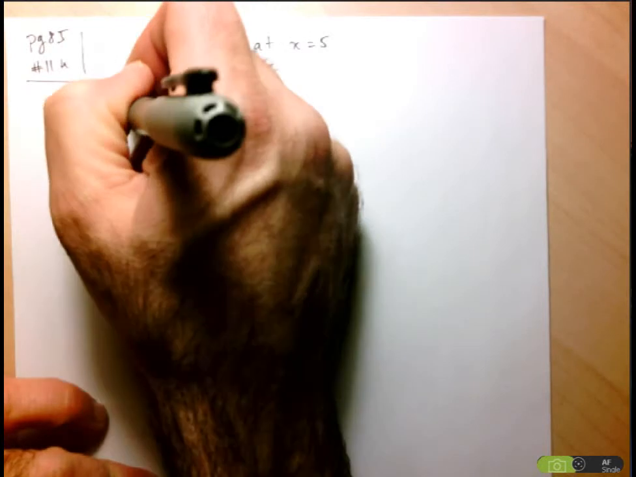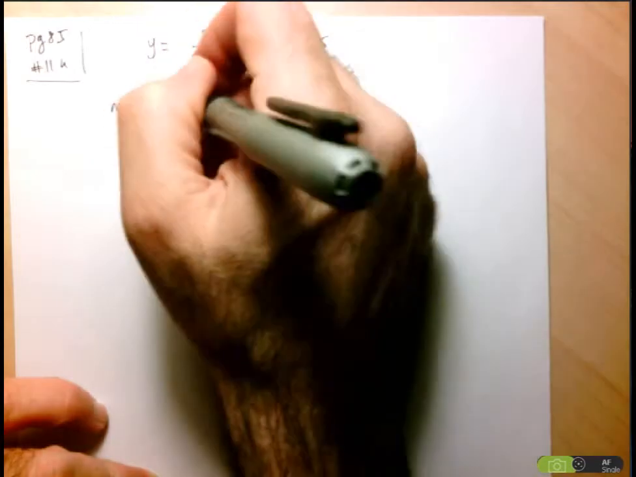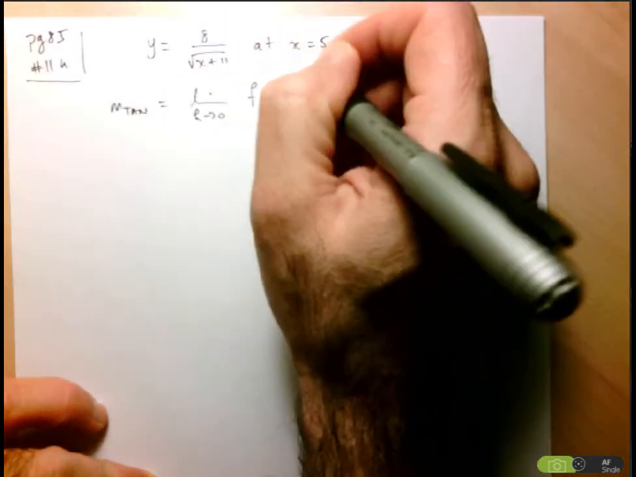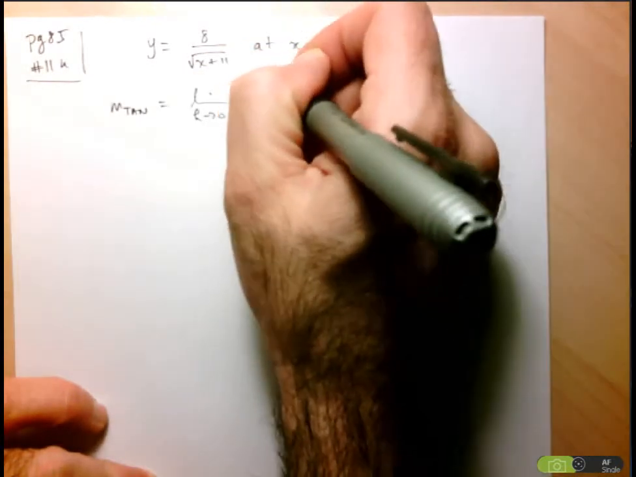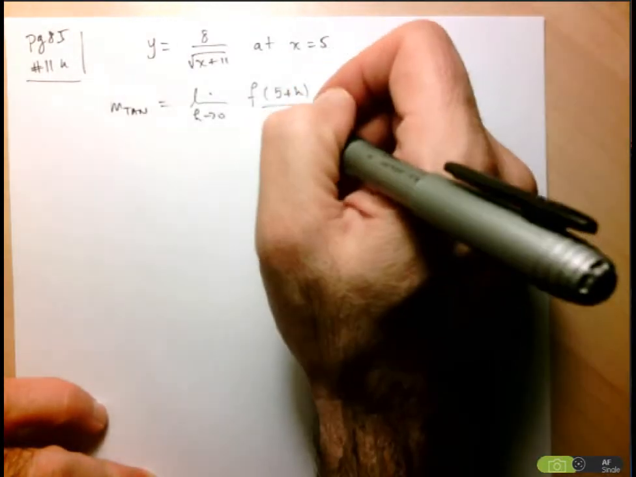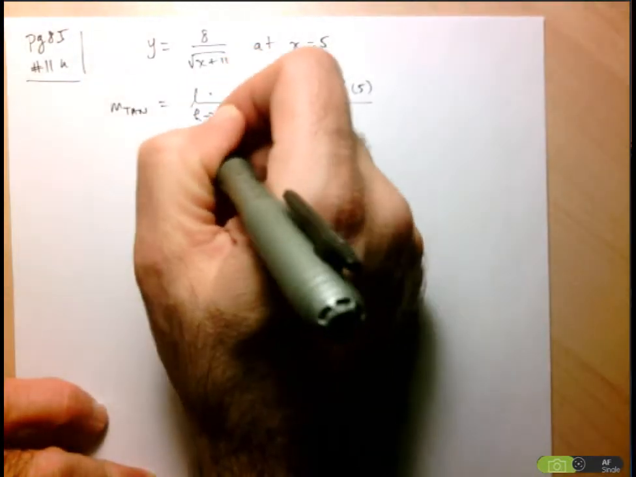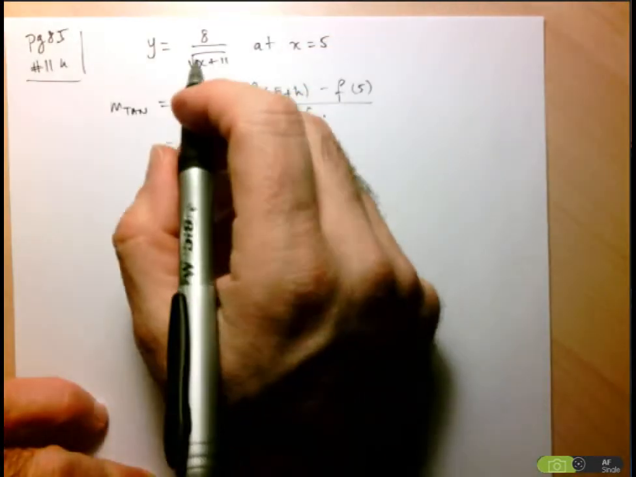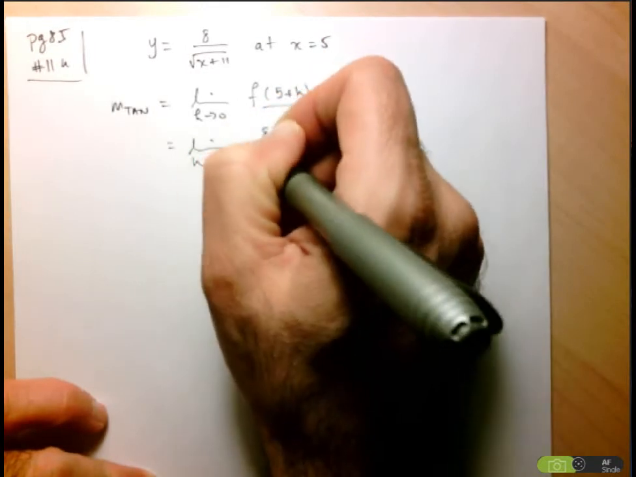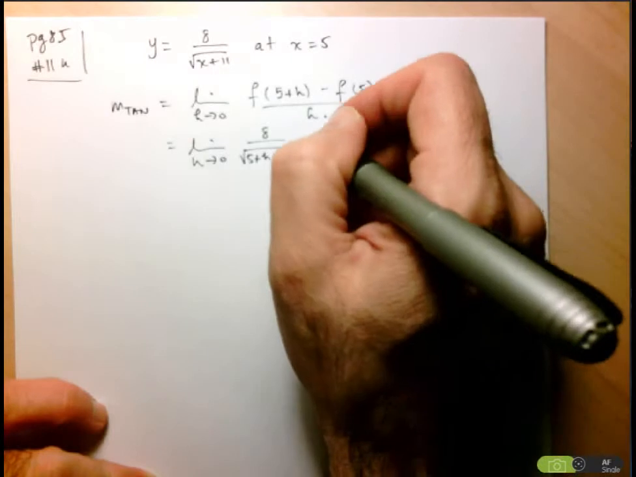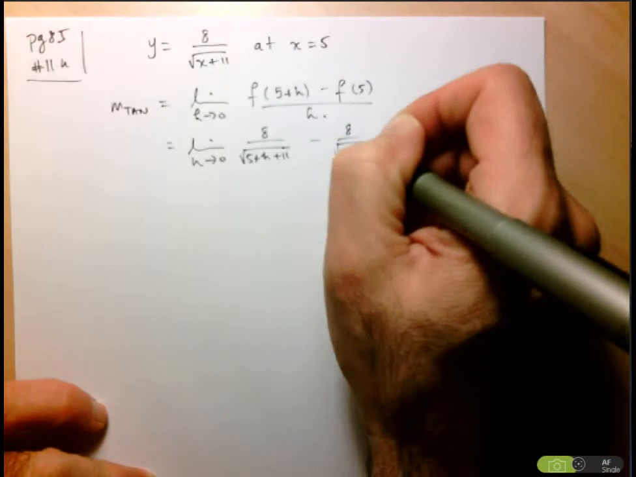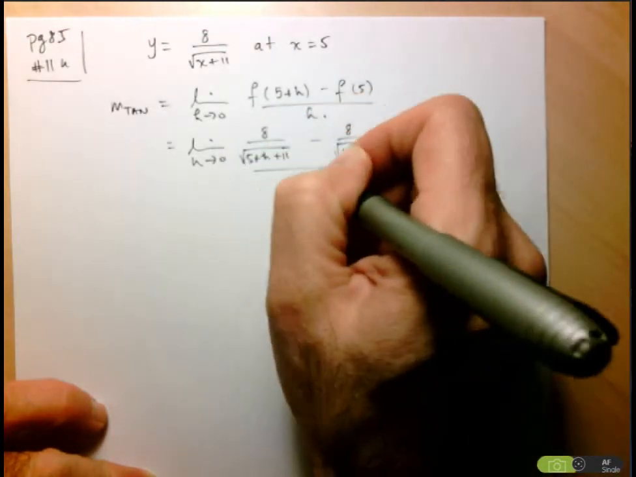So, looking for the slope of the tangent to find the rate of change, we're going to take the limit as h approaches 0 of f at a plus h. In this case a is equal to 5, so f at 5 plus h minus f at 5, all over h. Let's input all our info. I'll just replace x by 5 plus h, so we have 8 over the square root of 5 plus h plus 11, minus 8 over the square root of 5 plus 11, all over h.